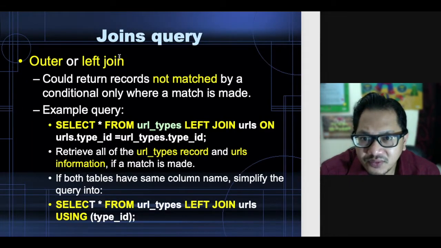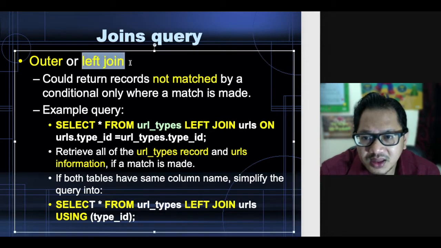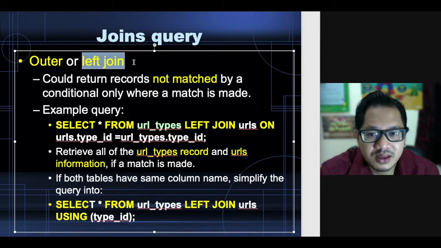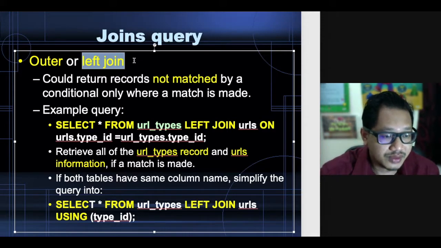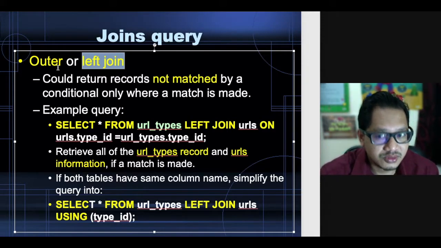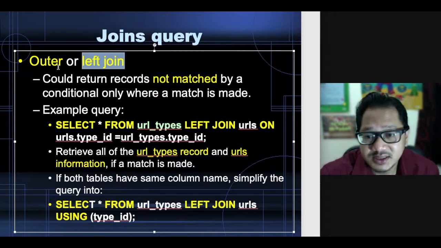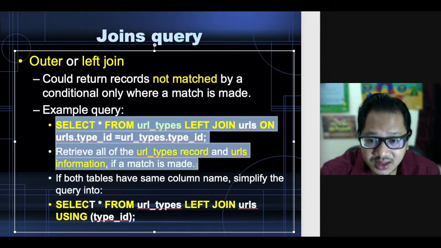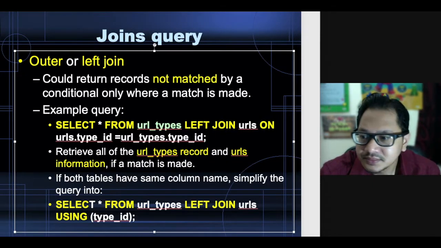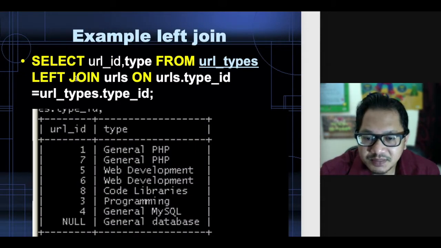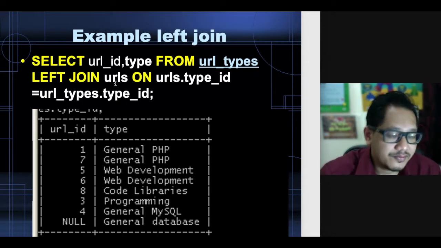And then this one for outer or left join. It can be left join or right join. Left join and right join is the outer join. Ini dia punya query. Ini examples. Select ID type from and so on. You use left join, right join, ON, and so on. So it will select only the left.